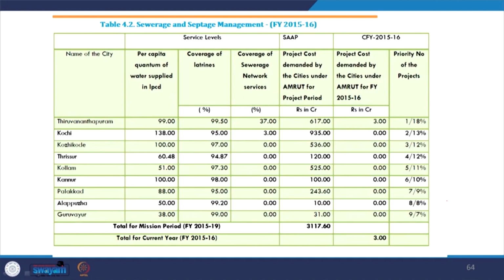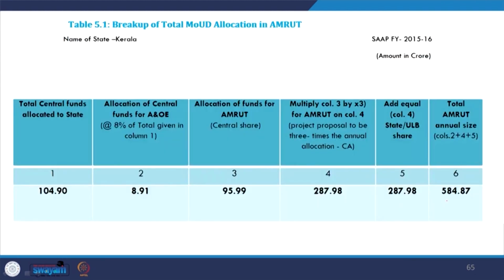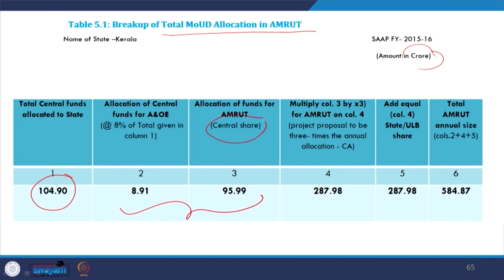Here we see in the document how sewerage and septic management has been planned out, and what quantum they are looking at. Likewise, we see the overall funding which has been decided for them, the breakup of total MUD allocation in AMRUT for Kerala. The total project is 104 crores, including 95.99, which is the allocation they get from the central share, plus 8% for administration and operation cost.